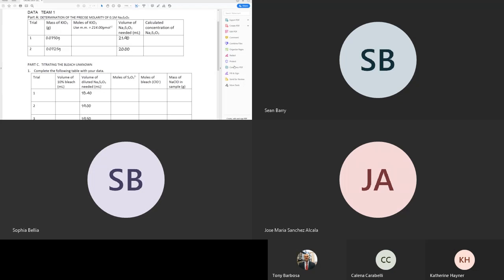Yeah, it says to include a results and discussion section. It shouldn't be that difficult, right? You're just basically discussing the results that you got in your tables and what the goal was. You know what the goal of the lab was, right? The goal of the lab is the title of the lab: you're trying to determine the oxidizing capacity of the bleach. And you're just going to go through and discuss it.